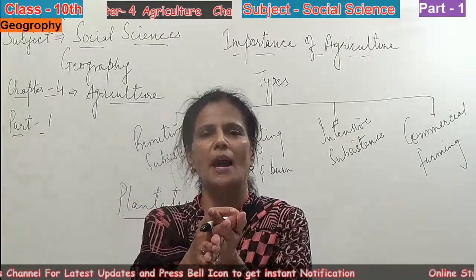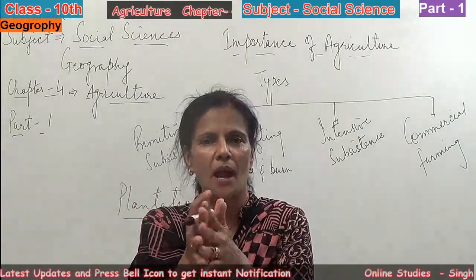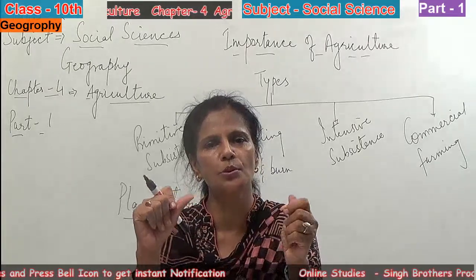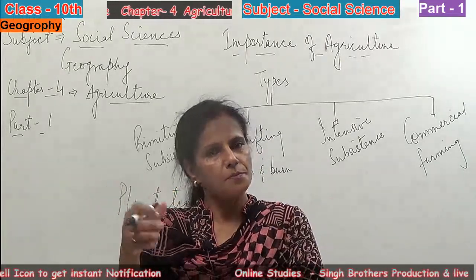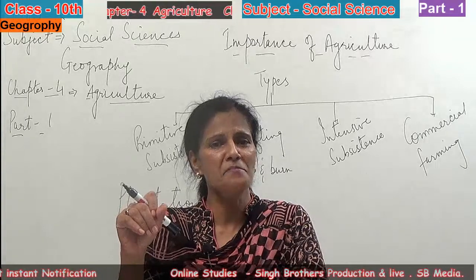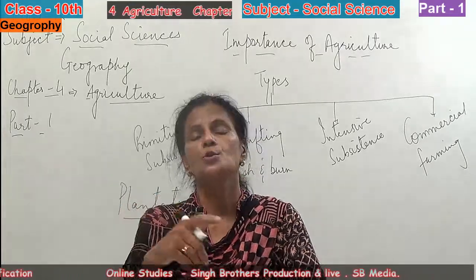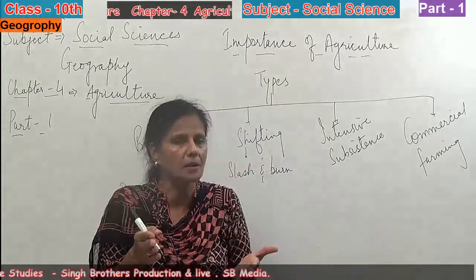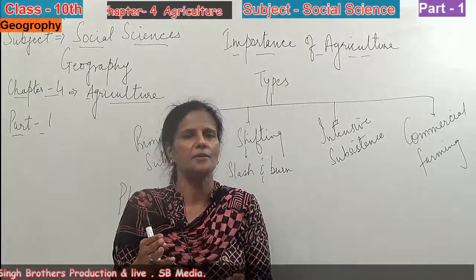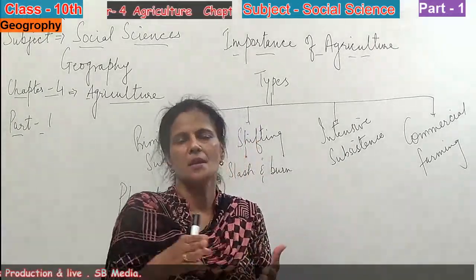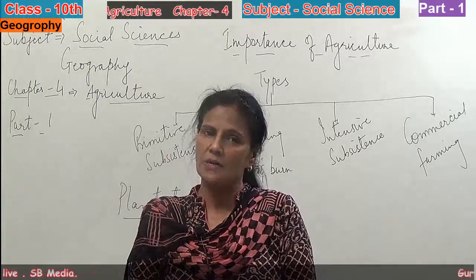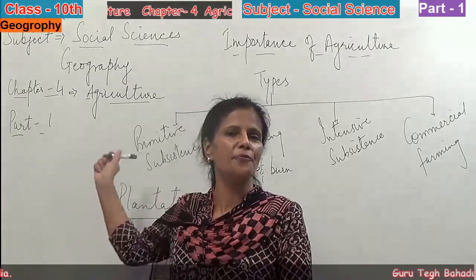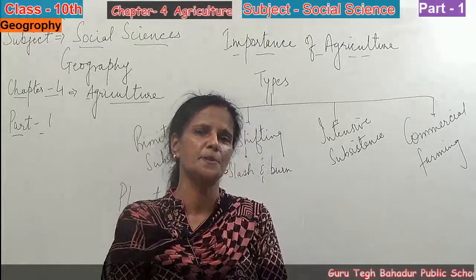Then we come to a long topic of this chapter, that is types of agriculture. As I told you, it is an age-old activity, and even today 2/3 of the population of India has agriculture as its mainstay. So there are different types of agriculture prevailing, different agricultural practices that are prevalent in our country. And the first and foremost is primitive subsistence farming.